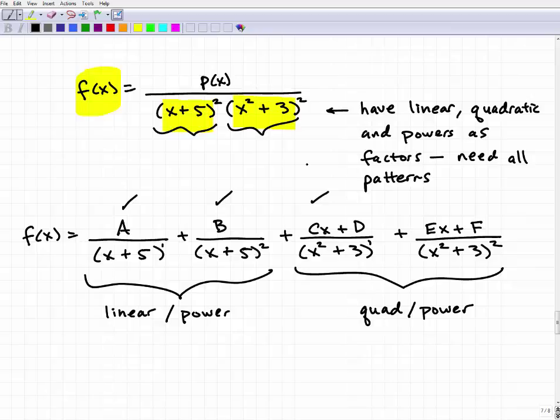We don't need to write it to the first, but that's what it is because I have this to the second. And then I got to write another fraction so I can get that second power in. So that's going to be, I can't use the same letters, A, B, C, D, E, F, G, right? So ex plus f, okay, over x squared plus 3 to the second power. So this is our linear power, this is our quadratic power. So this would be the decomposition form for this particular problem, okay?